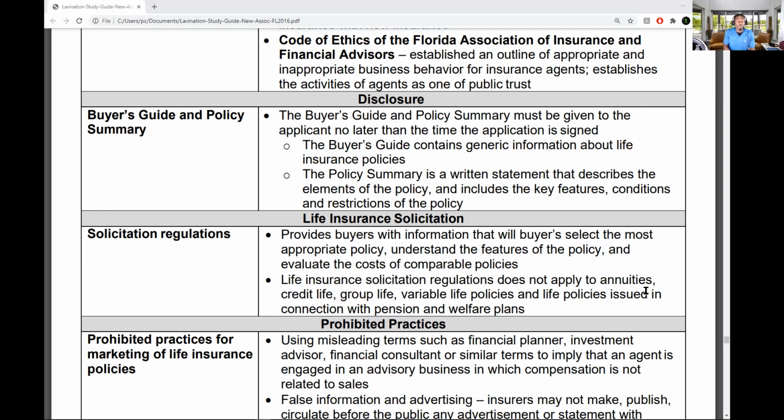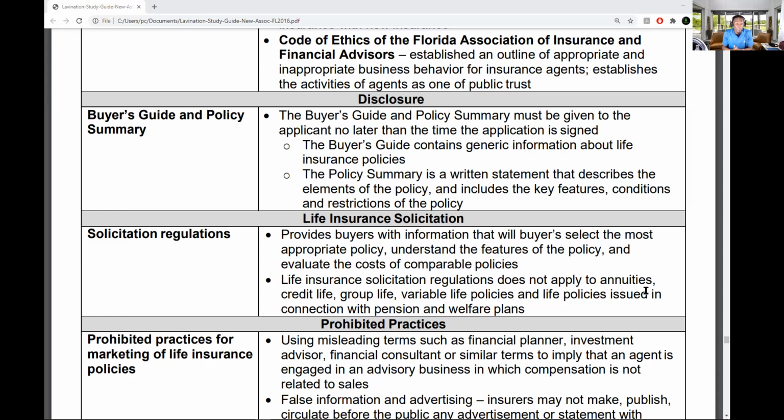Okay, credit life insurance. Credit life insurance is a type of life insurance, but it's for people who borrow money or buy things on credit. So they put an insurance on that person. That's called credit life insurance. The rule does not apply to credit life insurance. Group life insurance is something you do with a group, so it does not apply in that situation either. So group insurance is another exception.